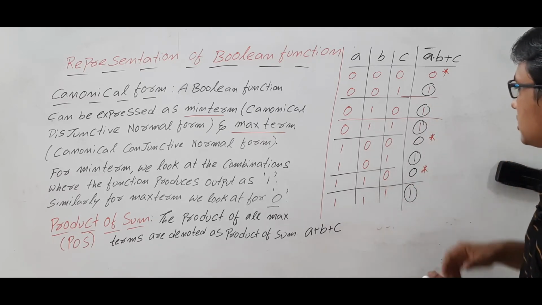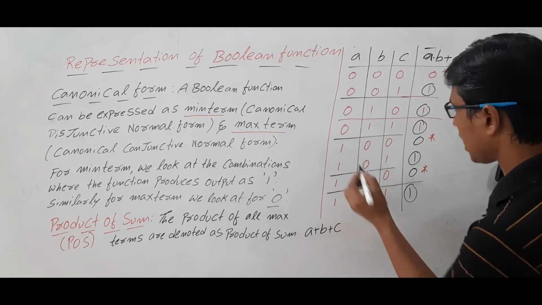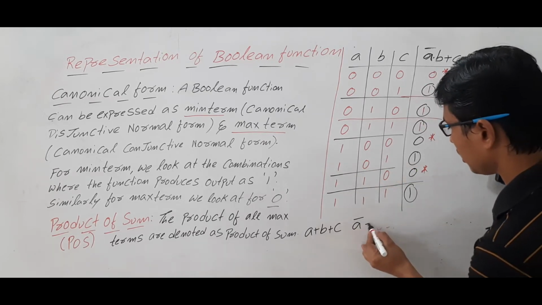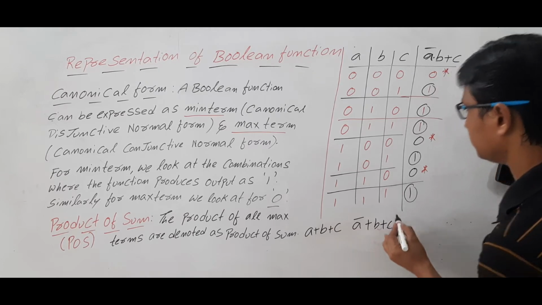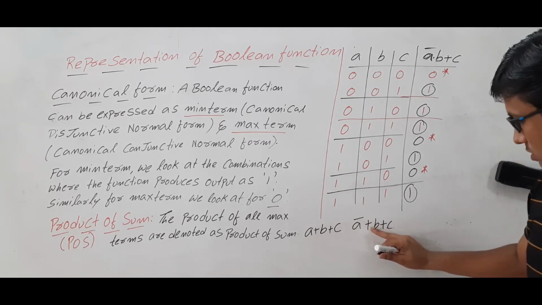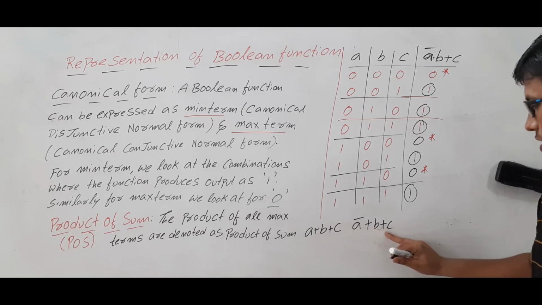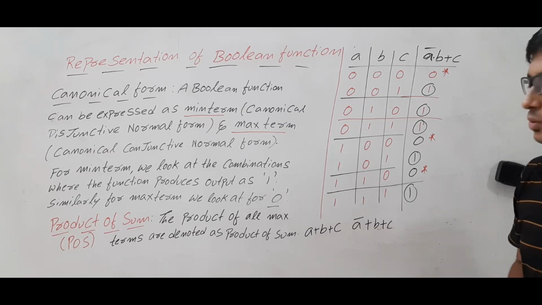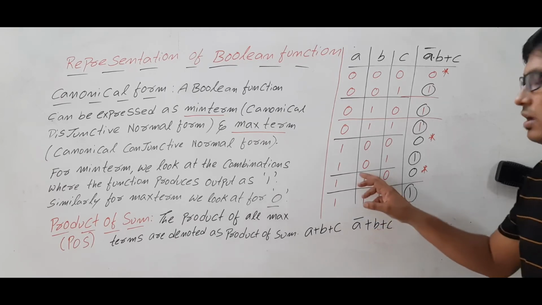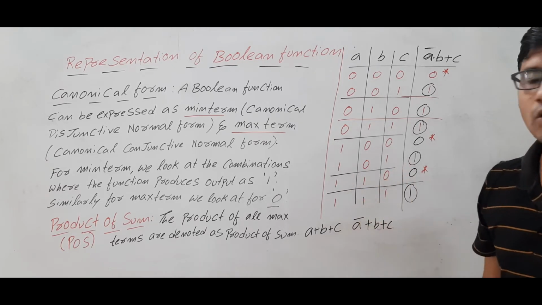Similarly, another max term is, as it is having 1, it is A's complement, and then you have B and C. Okay, are you able to understand? So A complement or B or C. If you want to write it as a shortcut, you write A or B or C. Whenever there is a 1, you represent the complement for it.